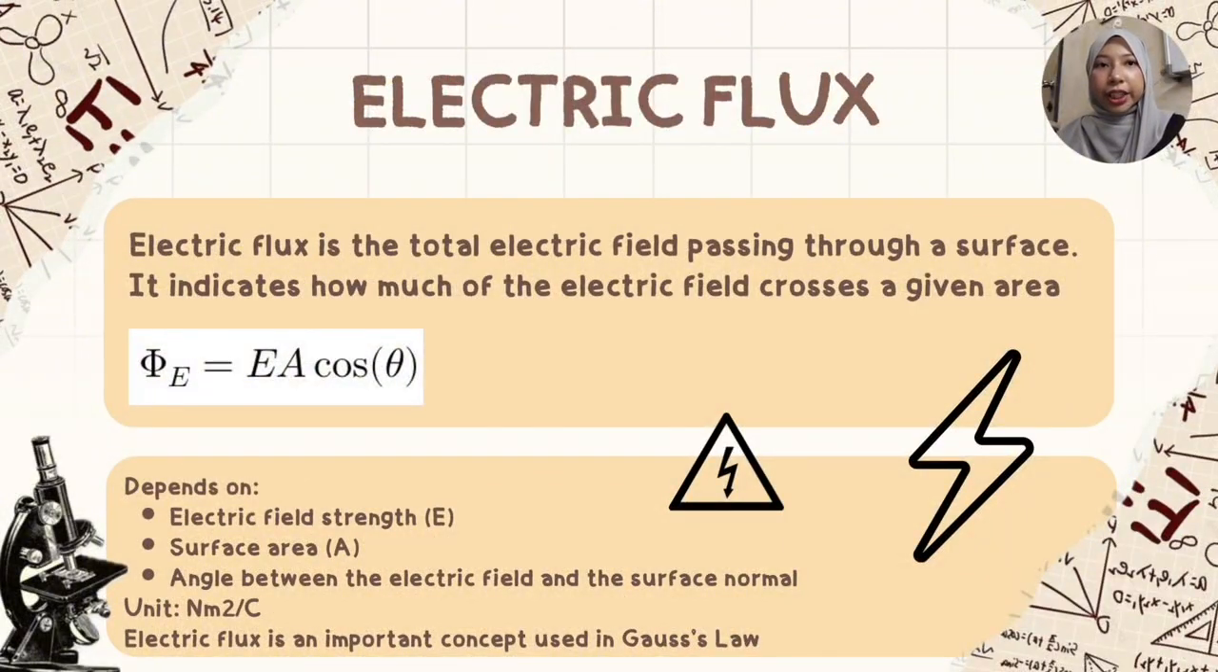For electric flux, it describes the amount of electric field passing through a surface. It depends on three factors: the strength of the electric field, the area of the surface, and the angle between the electric field and the surface. A larger electric field or surface area results in greater electric flux. Electric flux is a key concept because it is used in Gauss' law to calculate electric fields around symmetrical charge distributions.